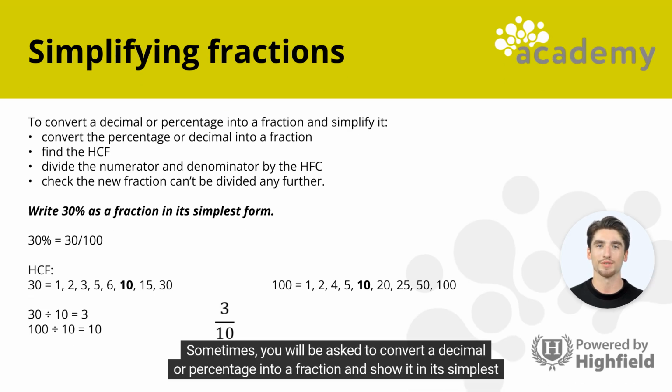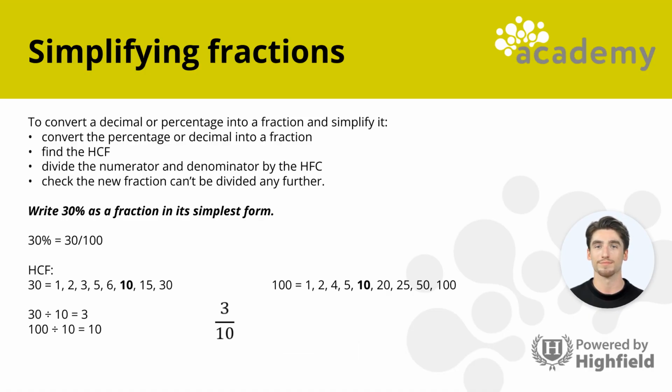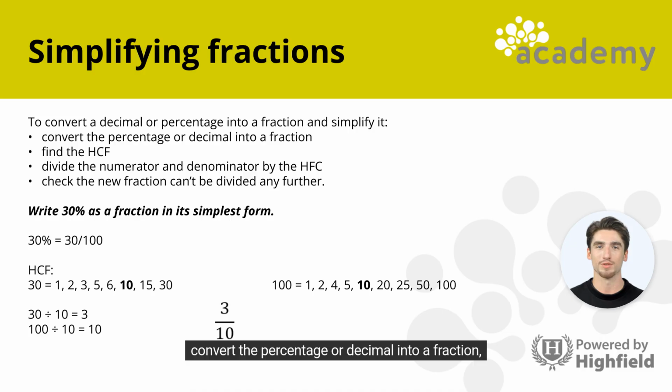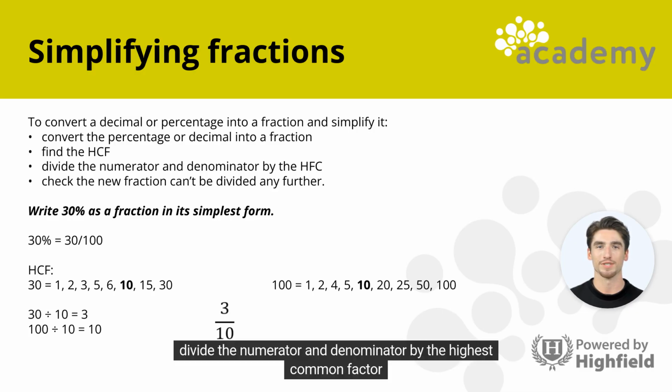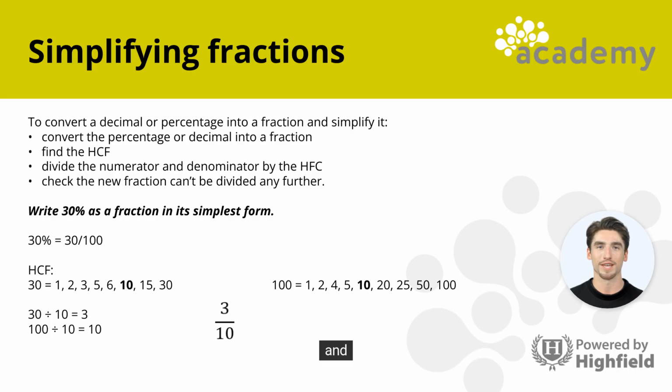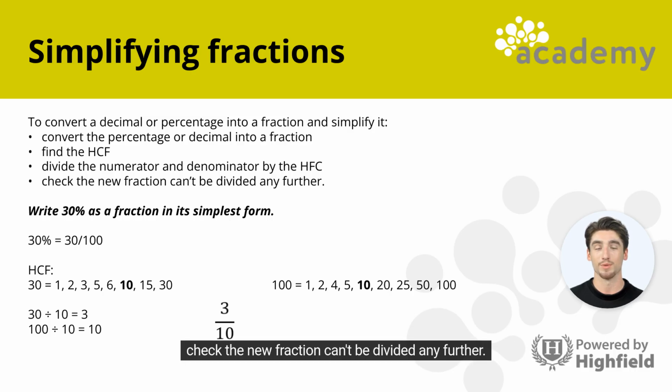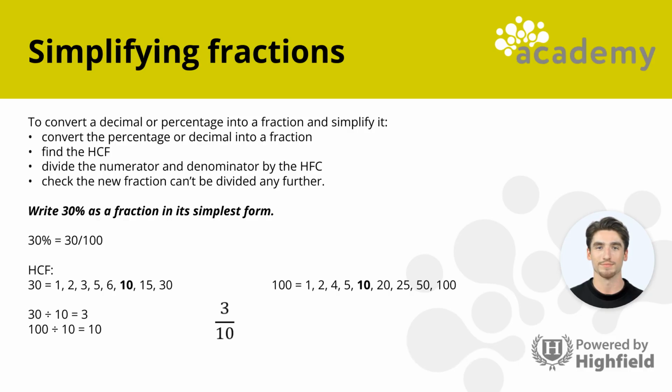Sometimes, you'll be asked to convert a decimal or percentage into a fraction and show it in its simplest form. To do this, convert the percentage or decimal into a fraction. Find the highest common factor. Divide the numerator and denominator by the highest common factor. And check the new fraction can't be divided any further. Let's look at an example.